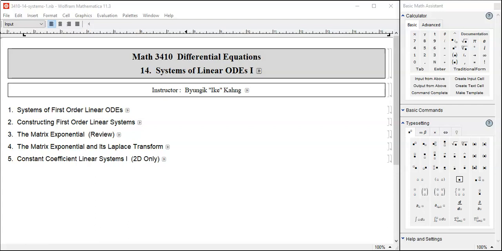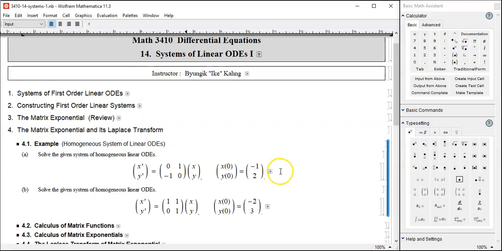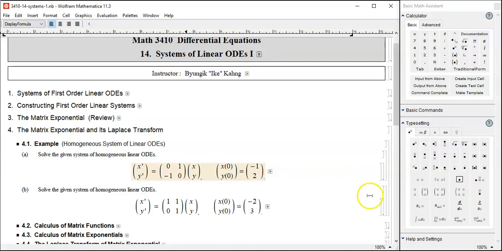Hello students, welcome back. We just completed section 3 of this notebook, the matrix exponential, which was essentially a review from the previous week. Now let's go to section 4, the Laplace transform of the matrix exponential. What is this all about? Let's begin with a motivating example, this one.